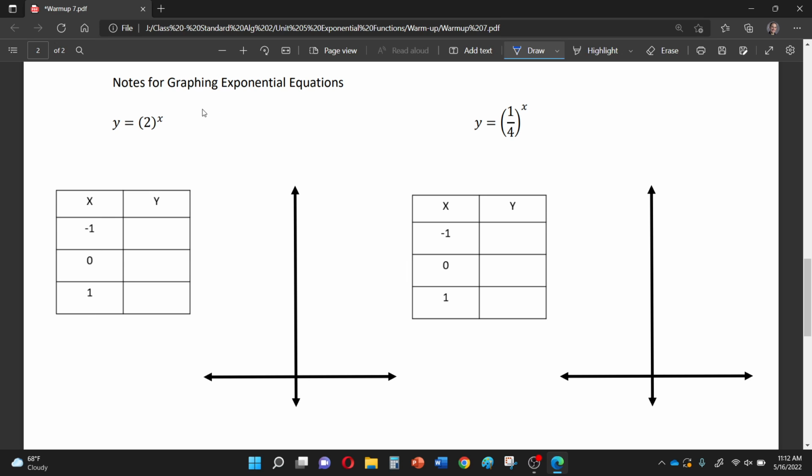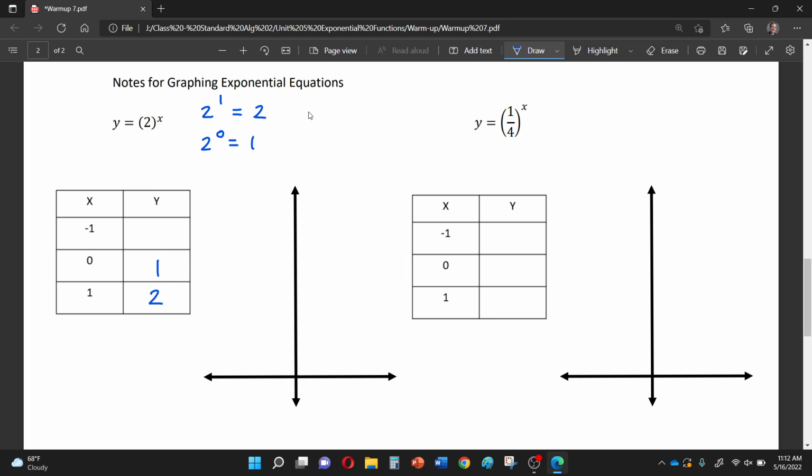So if I let x equal 1, then I'll get this, and anything to the 1 power is just itself. So 2 to the 1st power is just 2. Plugging in 0, and this is just a thing that you need to know, anything to the 0 power equals 1.